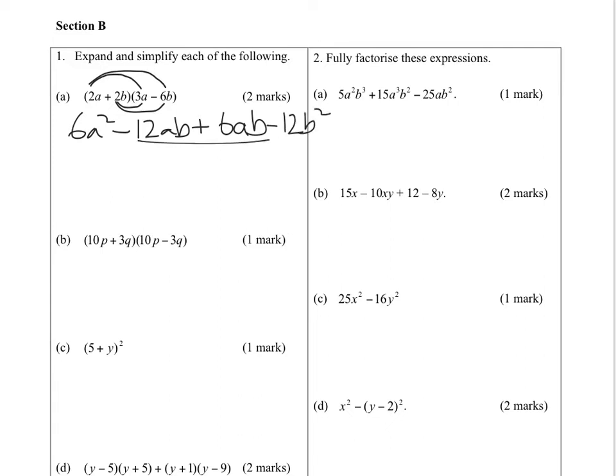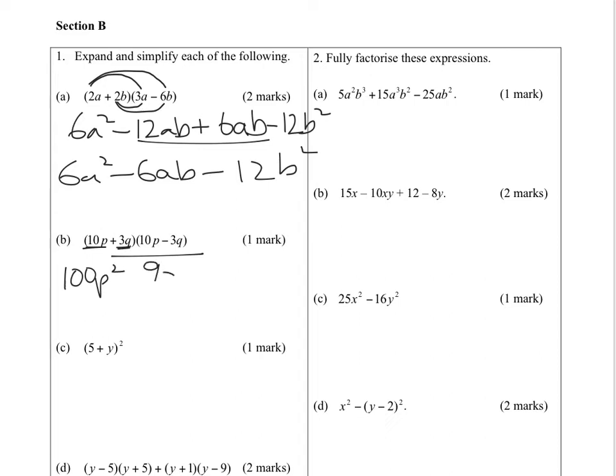So collect like terms. 6a squared, negative 12 plus 6 gets you negative 6ab, take away 12b squared. Okay, now we have a difference of two squares because they're exactly the same apart from plus and minus. So the quick way would be square the first, so 100p squared, square the second, 9q squared, and have a minus in between. Now you can also do double rainbows. 100p squared minus 30pq plus 30pq, which will cancel each other out, minus 9q squared.